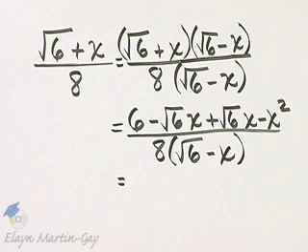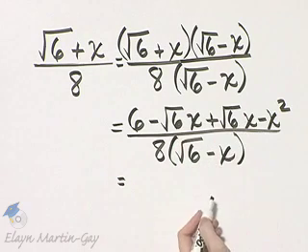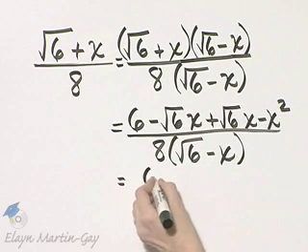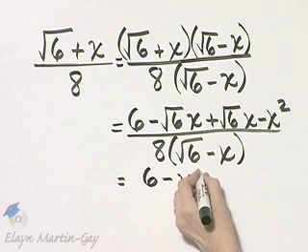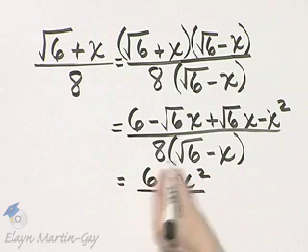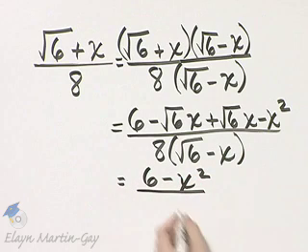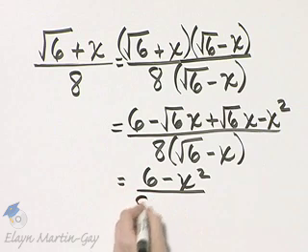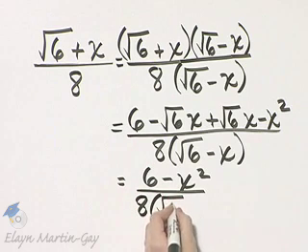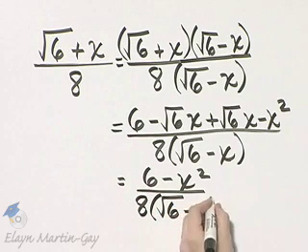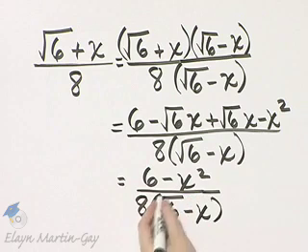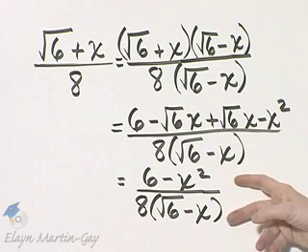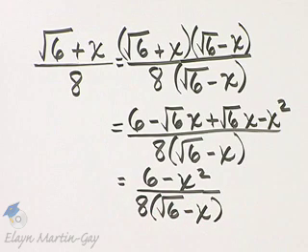So what do we have in the numerator? The middle terms subtract out, and I have 6 minus x squared. And I'll go ahead and leave it in factored form in the denominator. So that's 8 times square root of 6 minus x. Whether you multiply it or not, it makes no difference, but I'll just leave it in factored form. Notice I have rationalized the numerator.